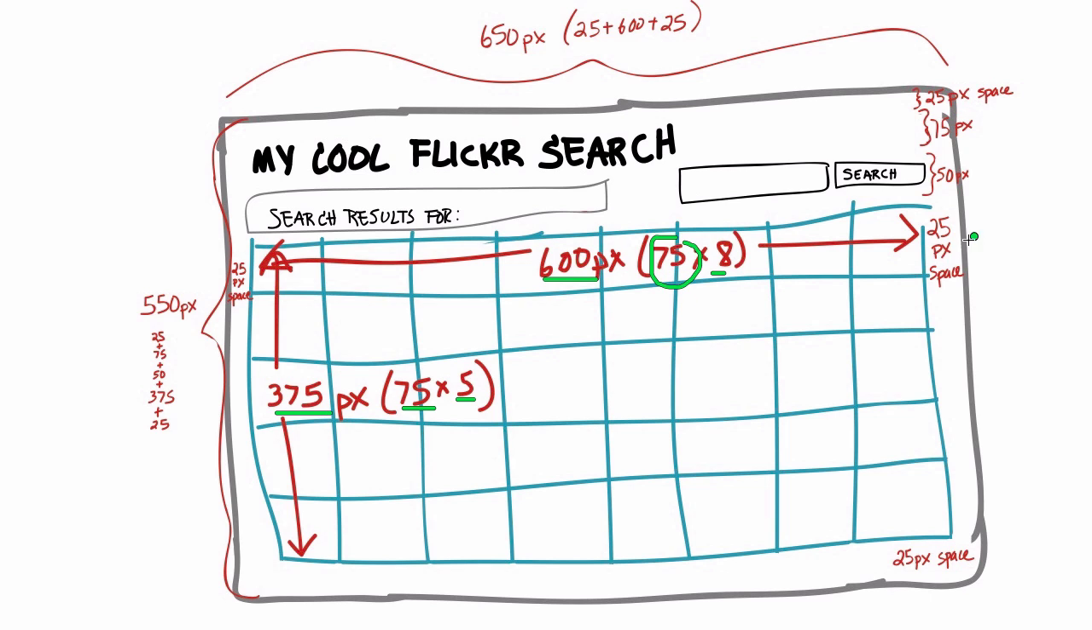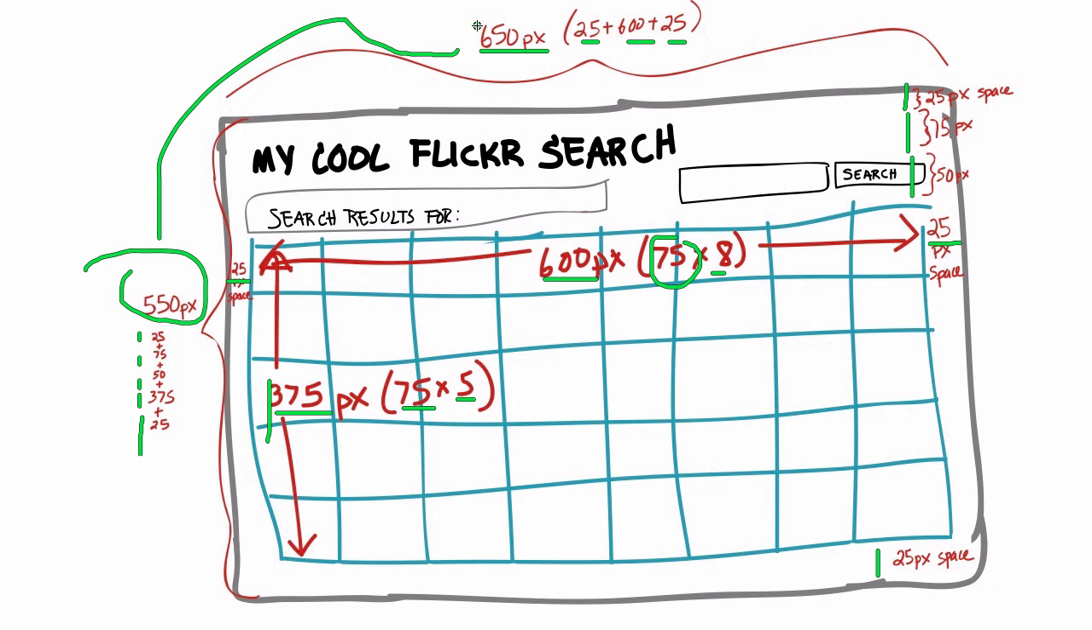So I also decided to put 25 pixels space on either side here, so the total is those 25 plus the 600, so 650 pixels wide. And on the top, I have another 25 pixels of space, 75 pixels for my title, 50 pixels for the search and so forth, and then the 375 here for the images plus another 25 at the bottom. So all those there, 25 and 75 and 50 and 375 and another 25, all add up to 550 pixels. So I now know that I need a stage that's 550 pixels tall, 650 pixels wide.